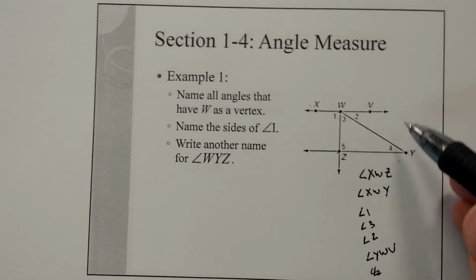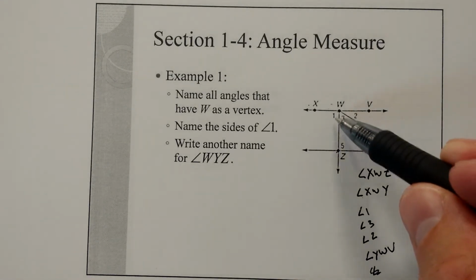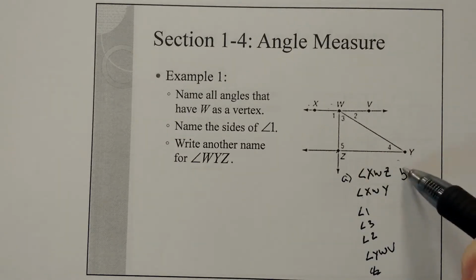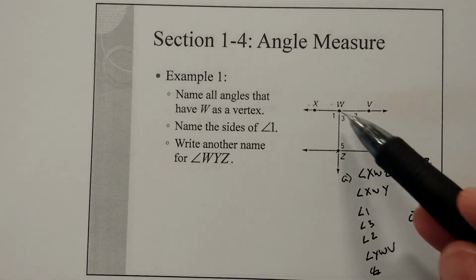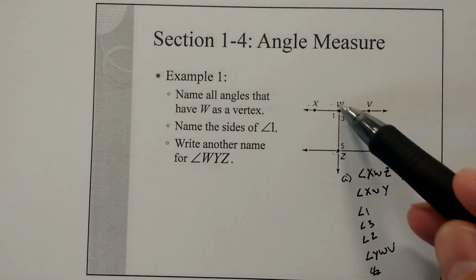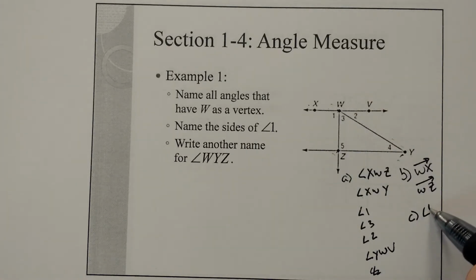So the sides of angle 1, we'll call that part A. So part B, the sides of angle 1 are ray WX and ray WZ. And then part C, write another name for angle WYZ. So that's that angle. That is angle 4.